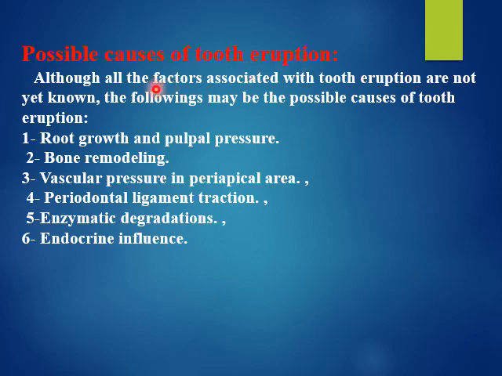Possible causes of tooth eruption. Although all the factors associated with tooth eruption are not yet known, the following may be the possible causes of tooth eruption. First, root growth and pulpal pressure. Second, bone remodeling by bone formation and bone resorption. Third, vascular pressure in the periapical area below the root. Fourth, periodontal ligament traction, meaning the contraction of the periodontal ligament. Fifth, enzymatic degradation, and also endocrine influence.